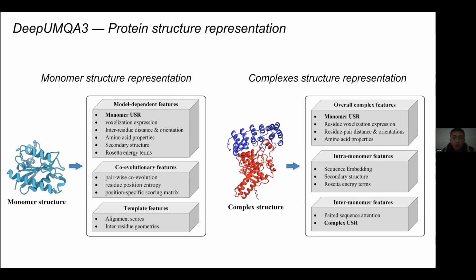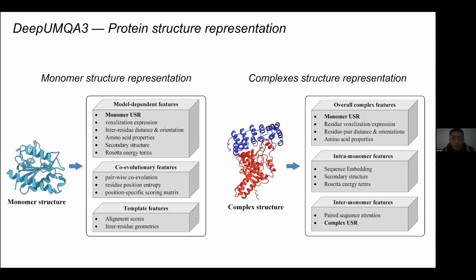For monomer structure, we use model-dependent features, co-evolutionary and template features to represent it. For the complex structure, we only focus on the model itself and represent it from three layers. The first is overall complex layer, which treat the complex as one large monomer structure, and the residue order independent features, such as monomer USR, voxelization expression, residue distance and orientations, amino acid properties are extracted.